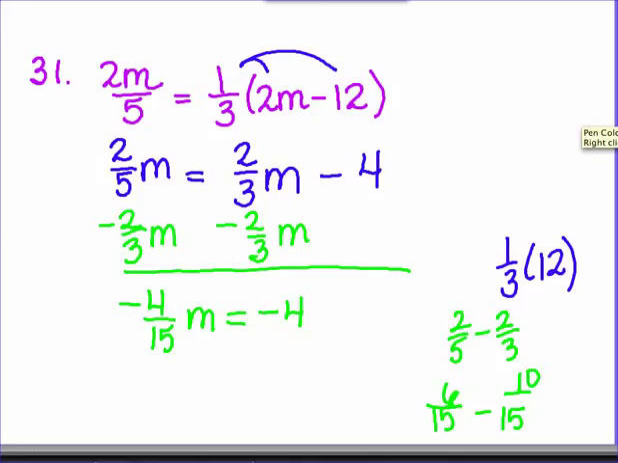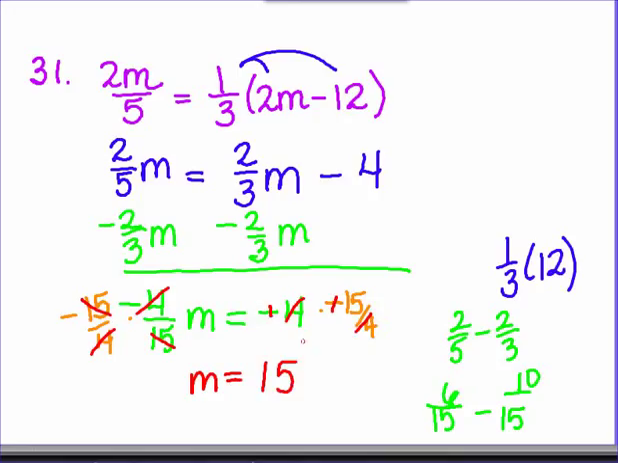Now, how do you solve that for m? Multiply by the reciprocal, which is negative 15/4. So on the left side, cancel, cancel, leaves me with m. On the right side, cancel the 4s. So I have the negative of negative 15. We know that two negatives make a positive, so my answer is 15. Alrighty, that was number 31.